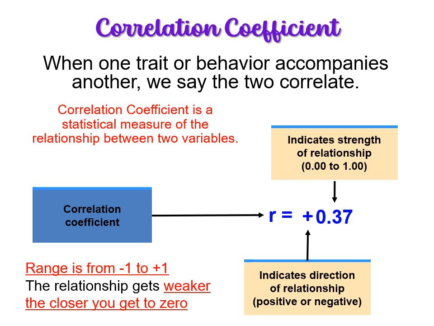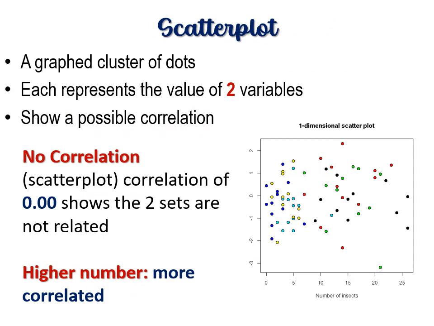And we measure it by R. R indicates the strength of the relationship, and the plus or the minus indicates the direction of the relationship. Our range is from -1 to +1, and the relationship gets weaker the closer you get to 0. We're going to see a lot of examples of that if this sounds a little overwhelming right now.